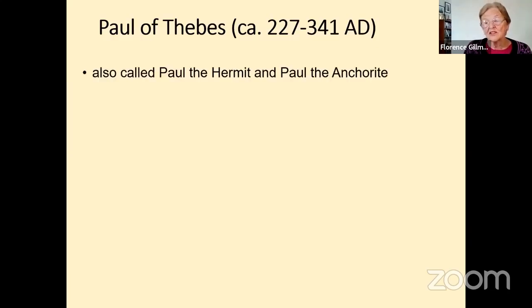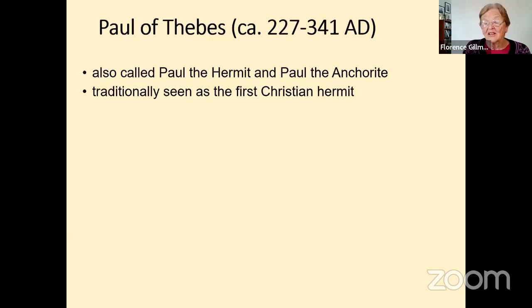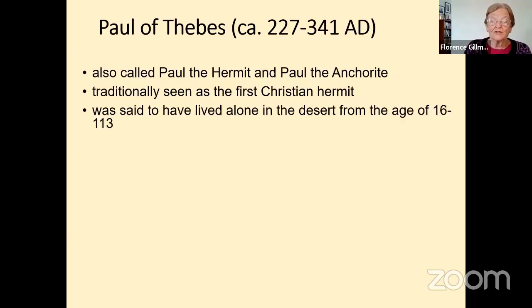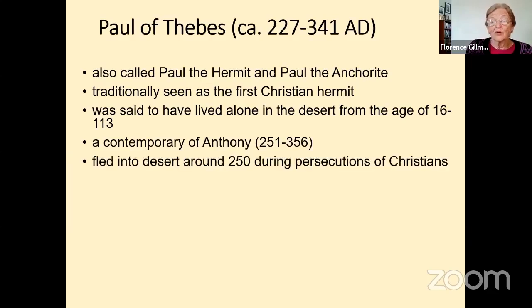He too was said to have lived a very, very long life. He's also called Paul the Hermit or Paul the Anchorite. Some people see him as the first hermit. Again, it's hard to know who's exactly first, and it doesn't really matter. He was said to live to be 113 and have been in the desert since he was 16. So he went into the desert earlier than Anthony did. He went into the desert during the last persecution of Christians under Diocletian.